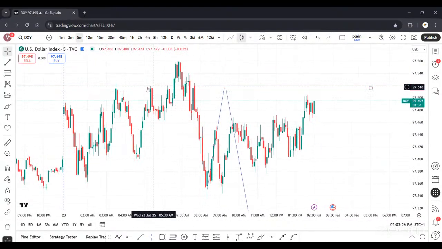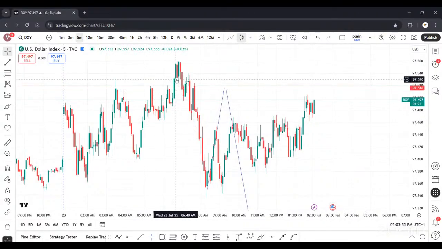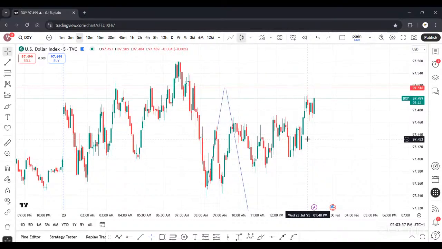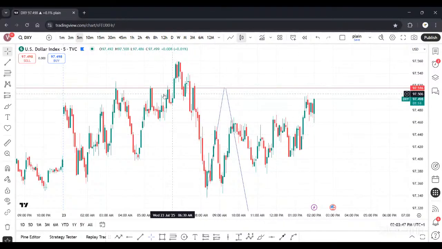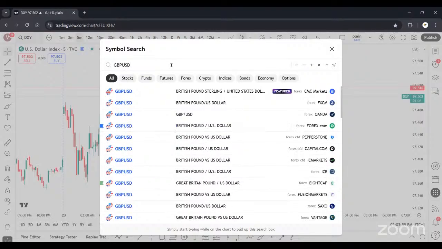coming down to the 5 minutes time frame, we looked out for entries. Shoulder right here at 97.516, sweep to the upside, break to the downside. We were speculating and looking out for price to trade back into this left shoulder at 97.516. And once price taps into this left shoulder, we were looking out for the continuation of sell on DXY.